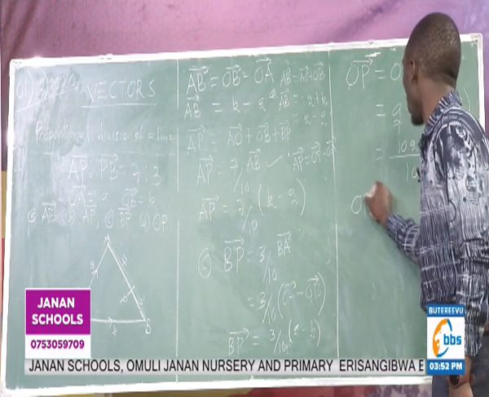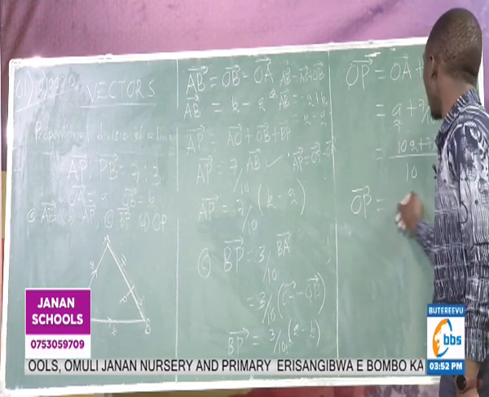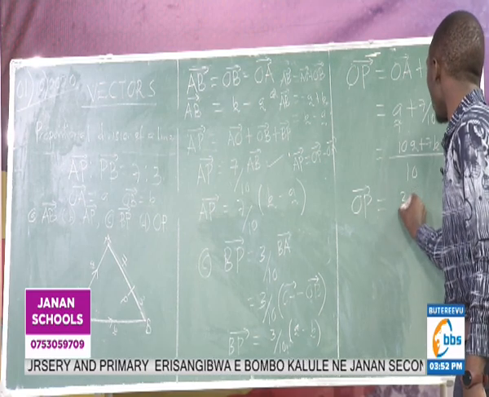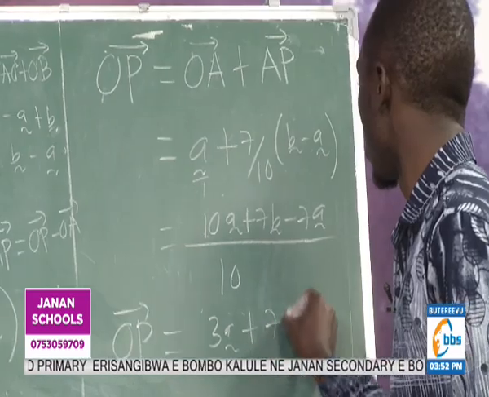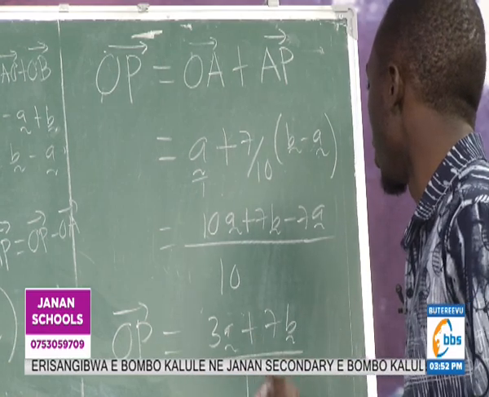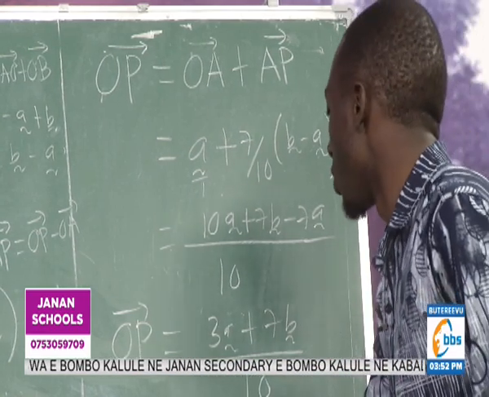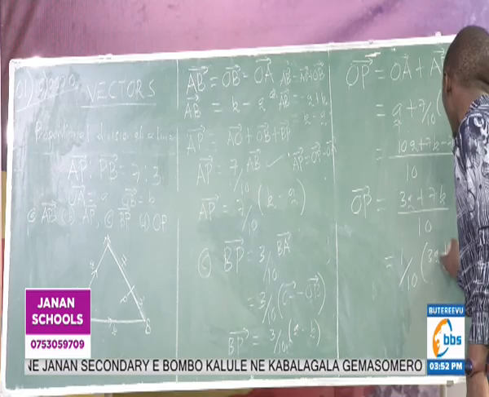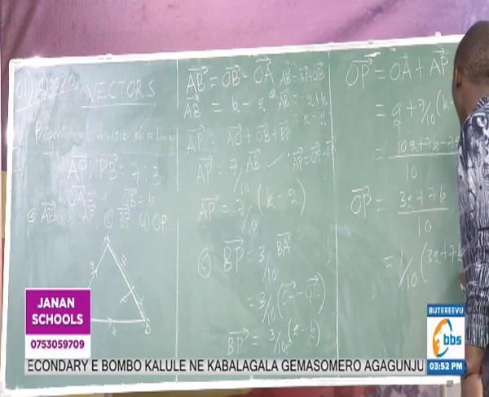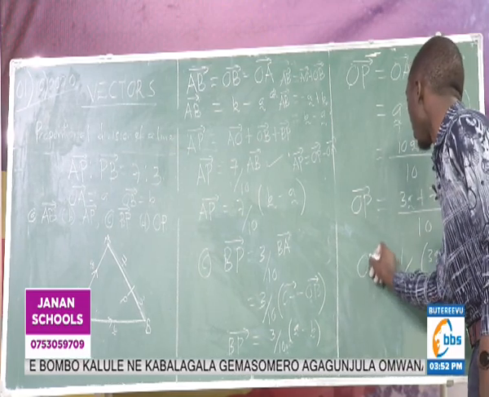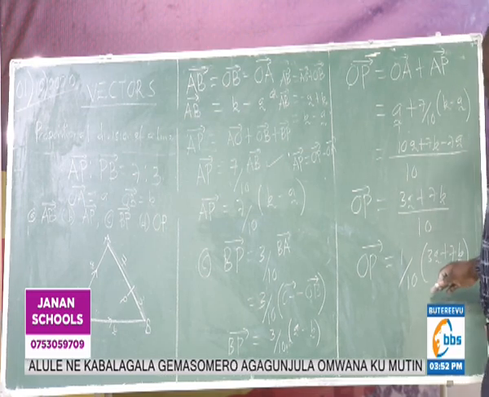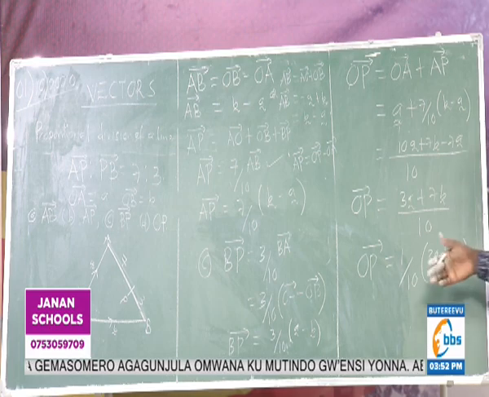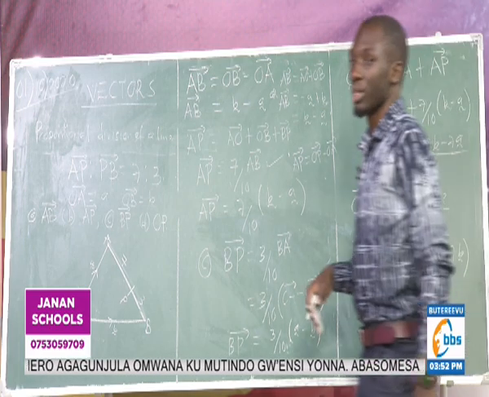So I end up having my OP as this can be 10A minus 7A. I get my 3A. So 3A plus 7B out of 10. That becomes my OP, which you can still give as 1 out of 10 into 3A plus 7B. Even if you open brackets, it's okay. But again, I prefer this because we're going to look at some numbers ahead where we ask you to prove that they are linear or to get the ratios. So that's how we work that out.